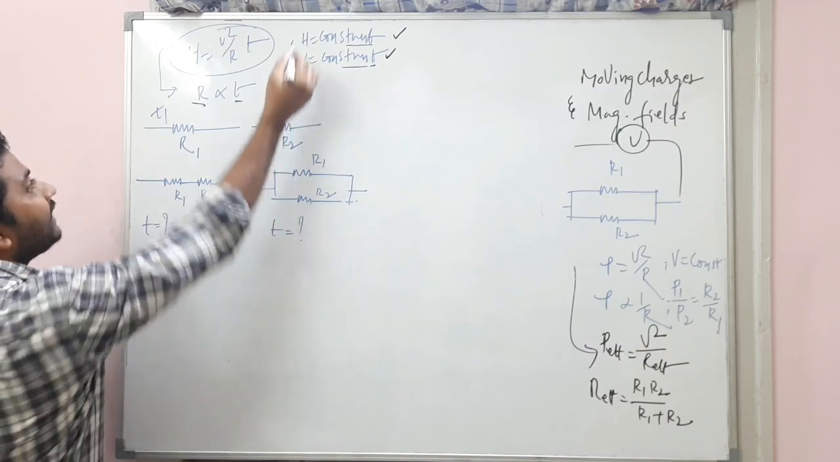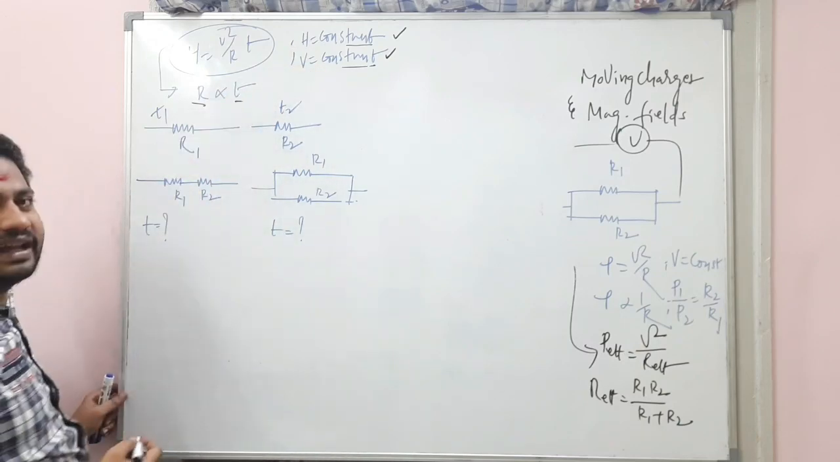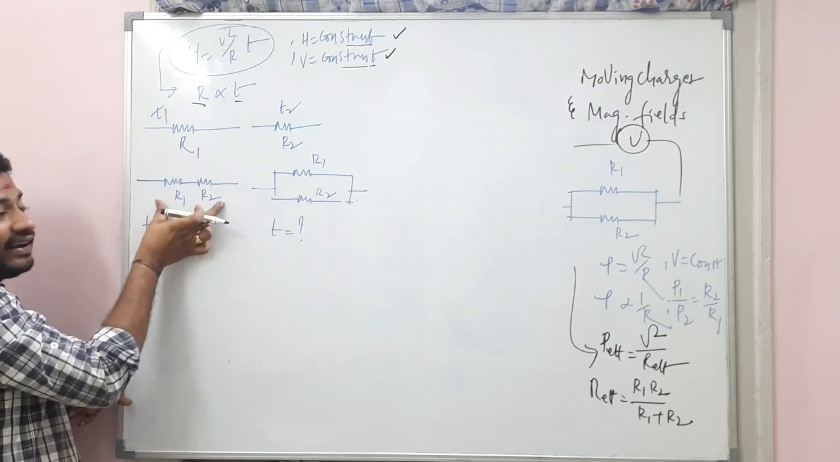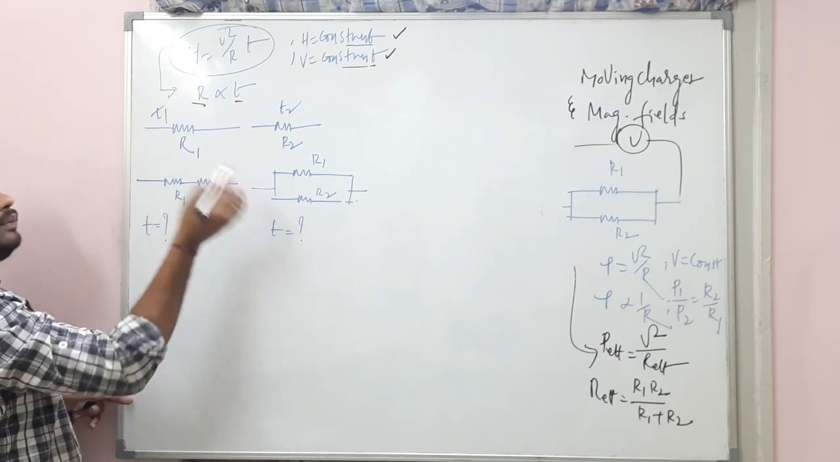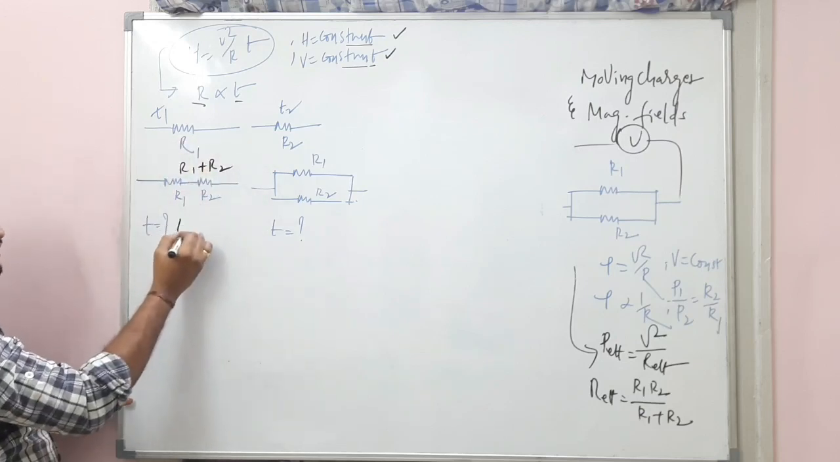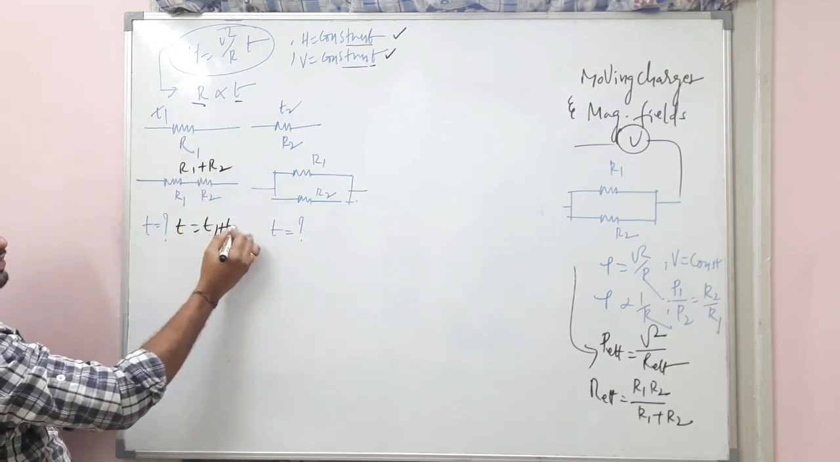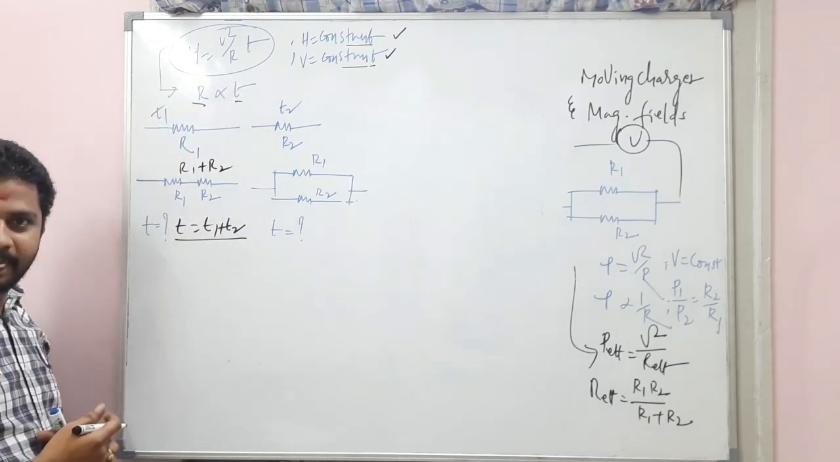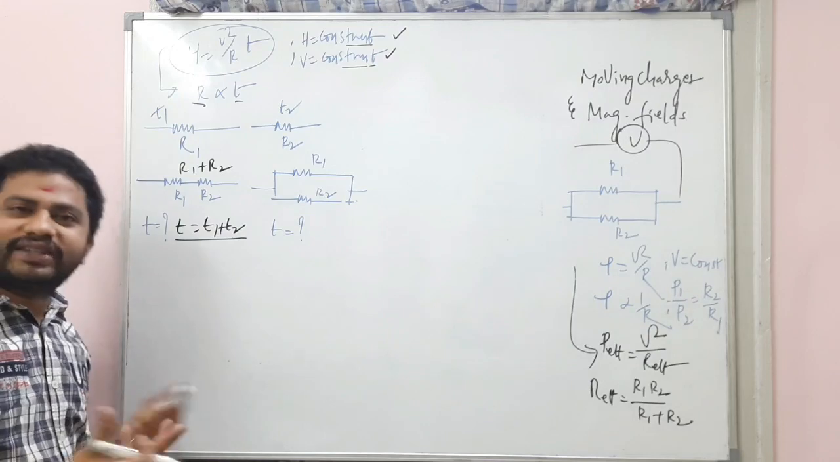So now H and V are constant, resistance is directly proportional to T. And in this case, resistance is the effective resistance, which is R1 plus R2. That's the effective resistance here. And now this T is equal to T1 plus T2 because resistance is directly proportional to the time. All right, here. What is the expression for here?